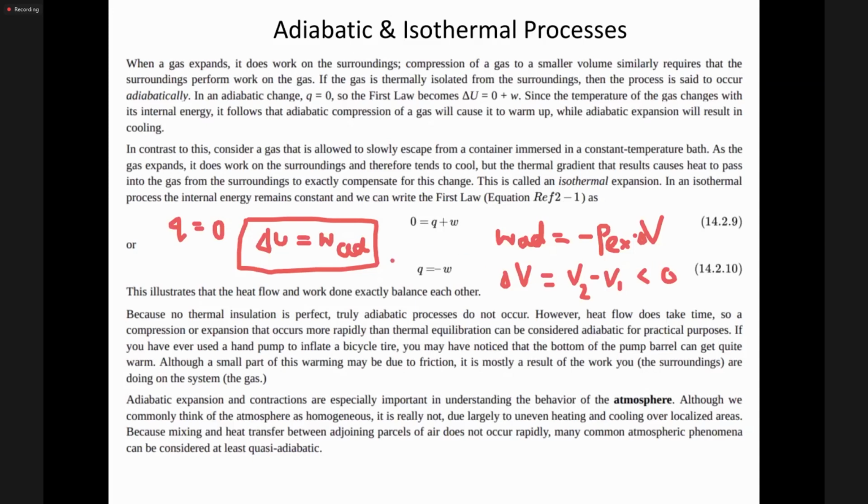And if you look carefully, delta U is equal to W_ad. So if W_ad is positive, delta U will also be positive. So the change in internal energy will be positive. That means an increase in internal energy will happen. If an increase in internal energy is happening, that means the gas will eventually get warmed up. So it will eventually result in the gas getting heated up. The reverse will occur when adiabatic expansion takes place.